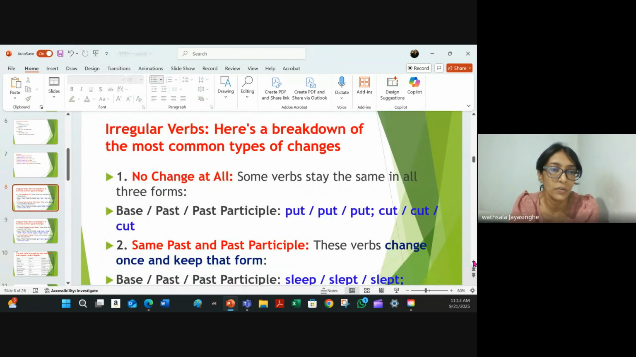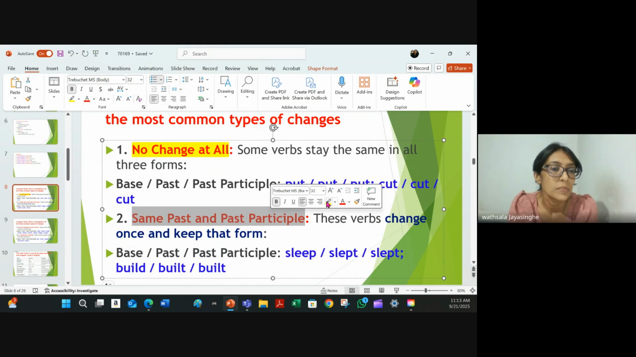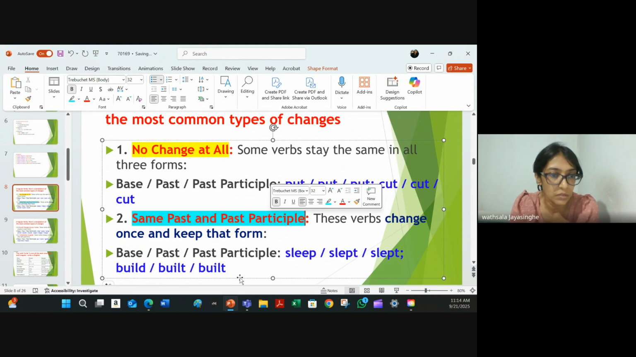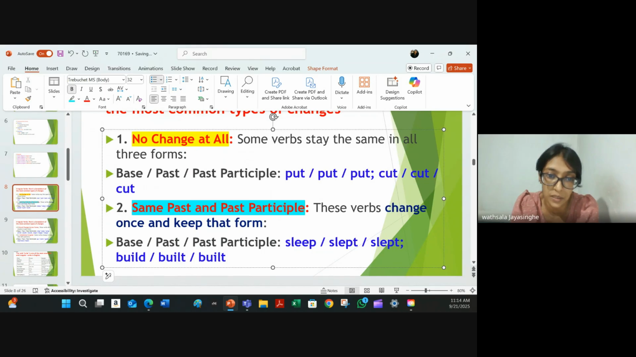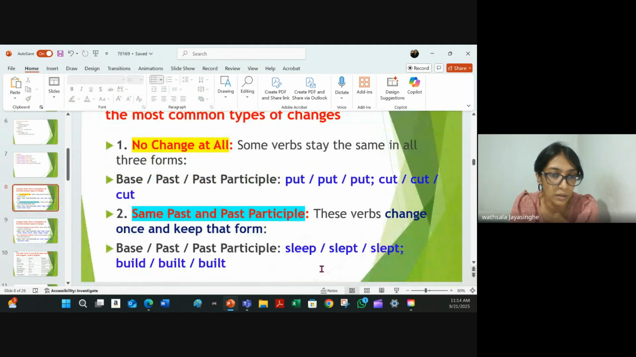Here is a breakdown of the most common types of changes. No changes at all: some verbs stay the same in all three forms, base form, past, and past participle. For example, put, put, put; cut, cut, cut. The second one, same past and past participle: these verbs change once and keep that form. Sleep, slept, slept. Drink, drank. Build, built.